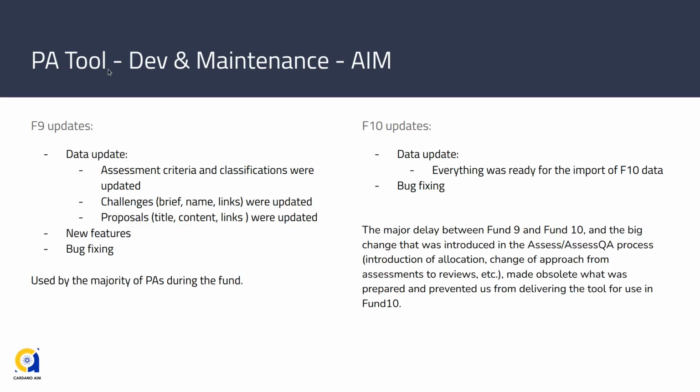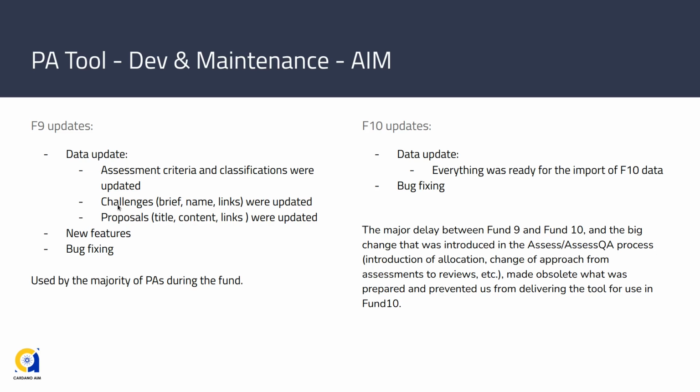So, let's start with the PA tool. We targeted two funds for the maintenance, Fund 9 and Fund 10. In Fund 9, everything went well. Assessment criteria and classification were updated. All the data related to the fund, such as the challenges and the proposals data, was updated as well, and we introduced some minor new features and fixed bugs. The tool was used by the majority of the active PAs during the fund.